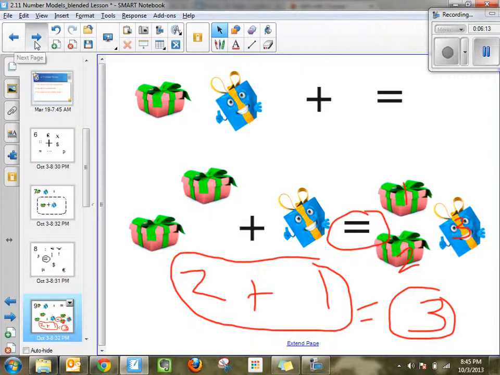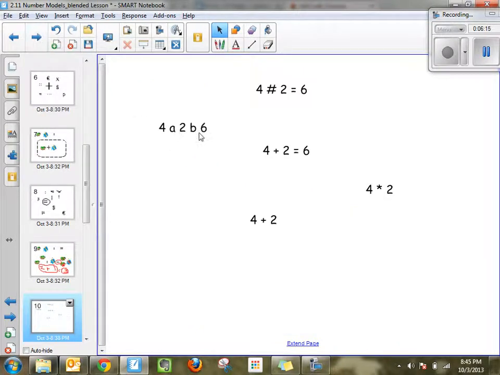So let's practice. Can you tell me which of these is a number model? Which one do you see on this page that is a number model? I want you to point to it. If you said the one in the middle, you're correct. The reason this is a number model is that it has a plus sign, it has an equal sign, and it has an answer. So it's saying that 4 plus 2 is the same thing as the number 6.